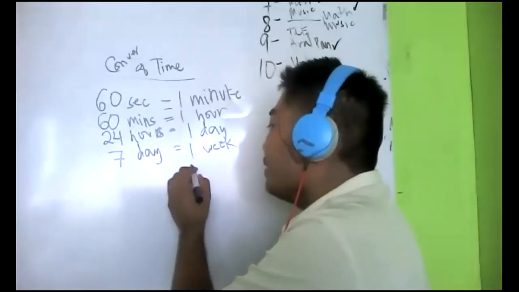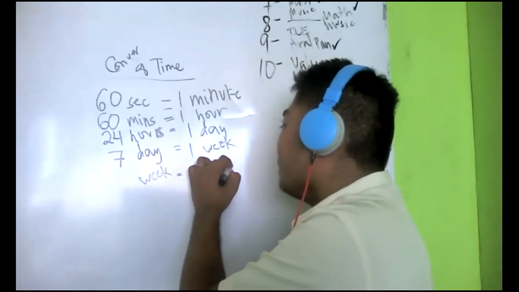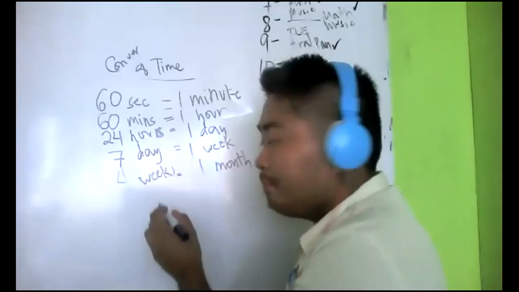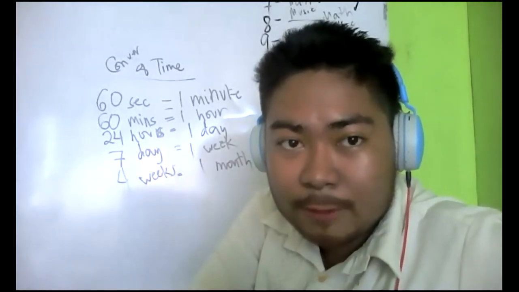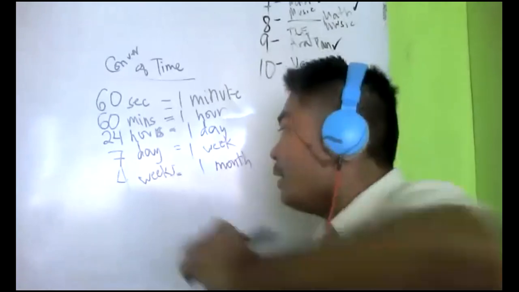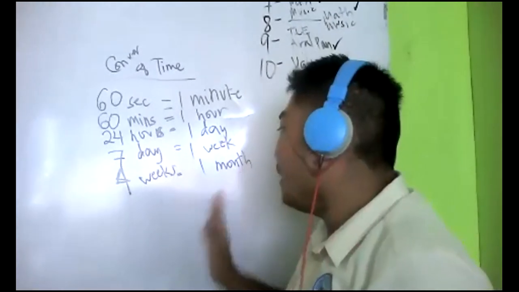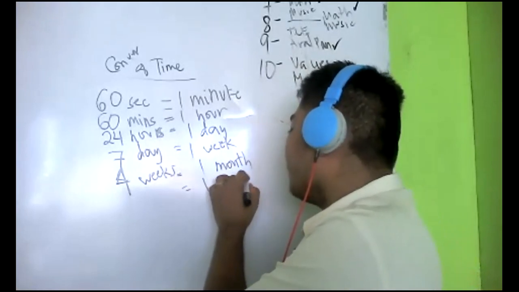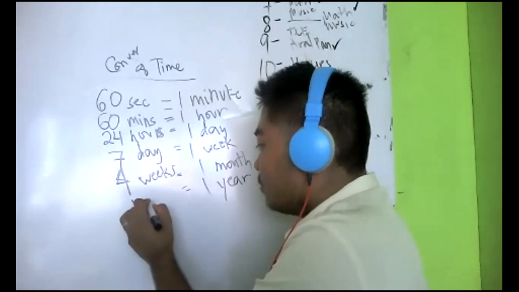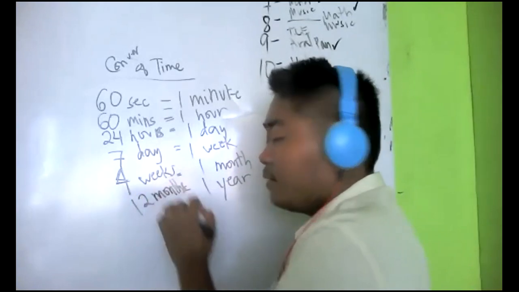How many weeks in a month? 4. There are 4 weeks. So there are 4 weeks in a month. How many months in a year? 12. There are 12 months.